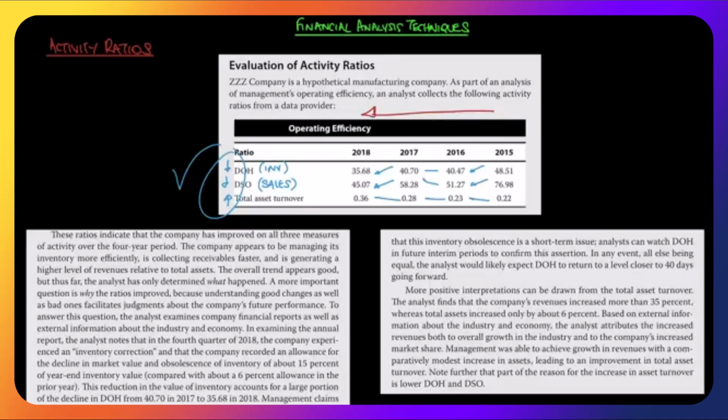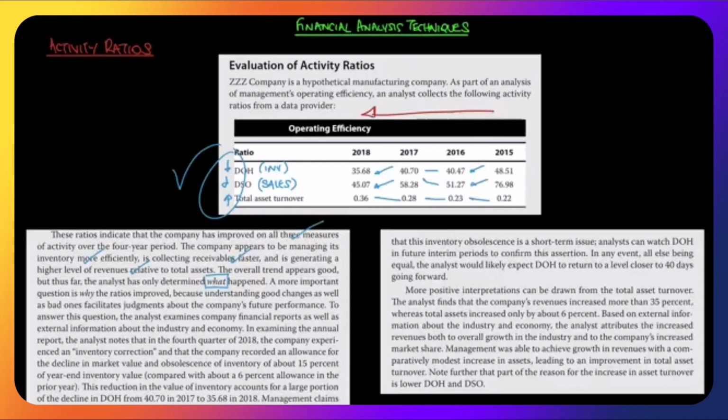These ratios indicate the company's improved on all three measures. Agreed. Managing inventory more efficiently, receivables faster, higher revenue to total assets. The overall trend appears good. Yay. But thus far, and this is what we said up front, all we know is what happened. We must ask why. We can't just walk away from this and say everything is good. Because understanding good changes as well as bad ones facilitates judgment about future performance.